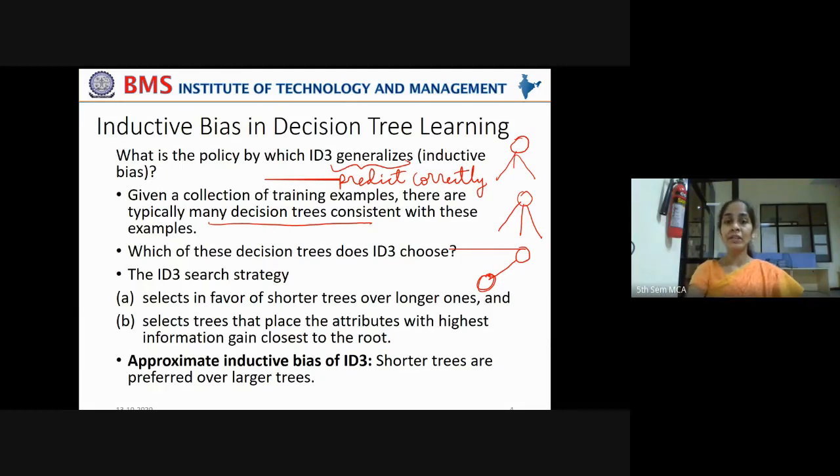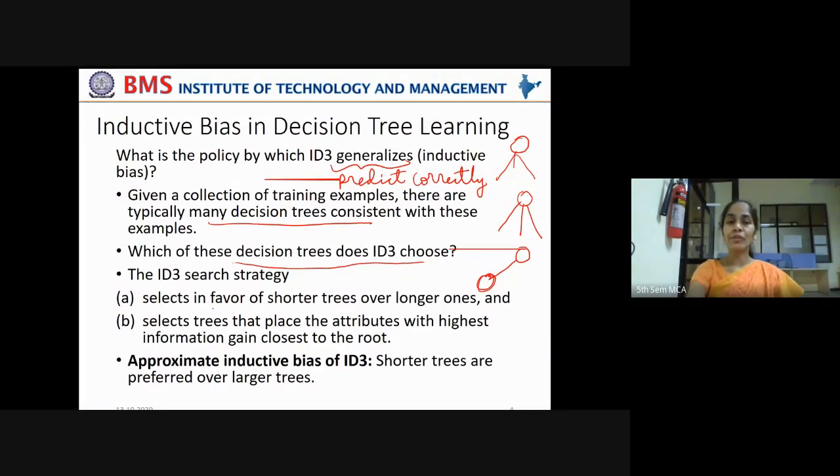Now, what is the question? Which of these decision trees does ID3 choose? Which of these possible decision trees does this ID3 algorithm choose? What we have here is lots of solutions. All are correct. Now, which one to choose? That is the problem. Which of these decision trees should be chosen by the ID3 algorithm? What is the strategy followed by ID3 search? What is the plan? What are the factors considered by this ID3 algorithm?